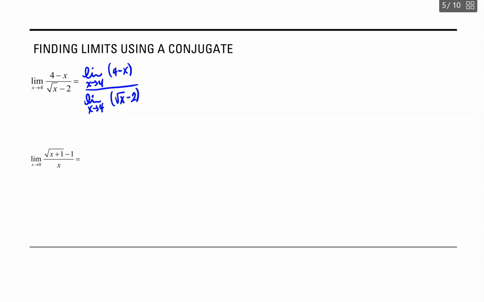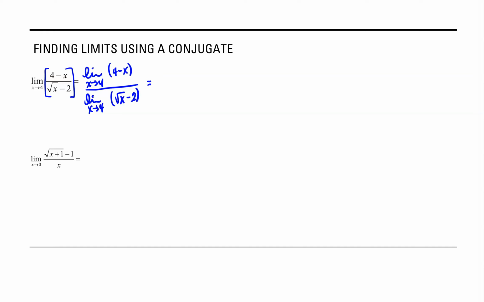Now remember, what we're trying to accomplish here is to understand how this original function behaves as x gets closer and closer and closer to 4, both from the left and from the right. So what we've done is now we're focusing on how does the numerator behave as x approaches 4 from both the left and the right, and how does the denominator behave as x approaches 4 from the left and from the right.